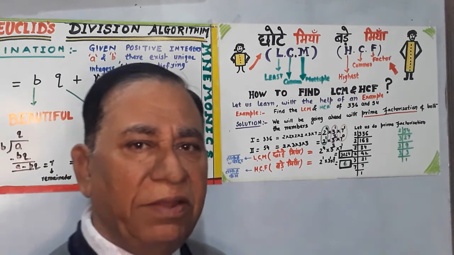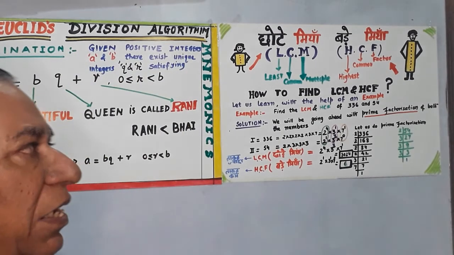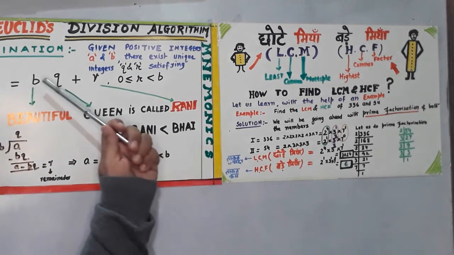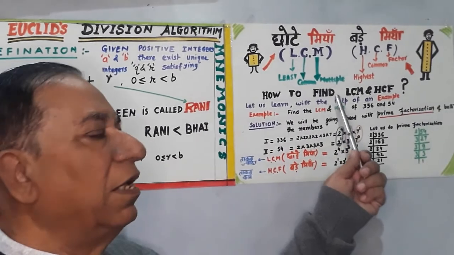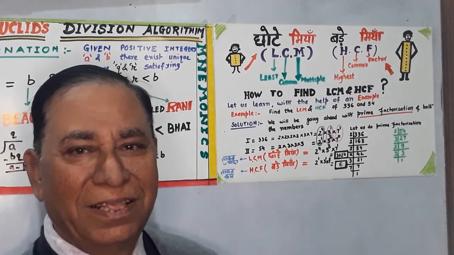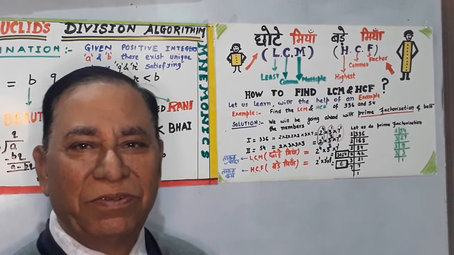This is what I wanted to teach you today, that there are two mnemonics, Euclid's division algorithm and छोटे मियाँ बड़े मियाँ. Thank you very much for viewing my videos.